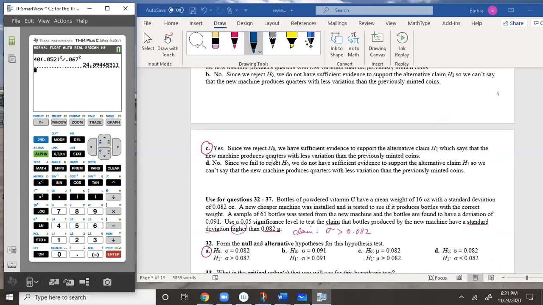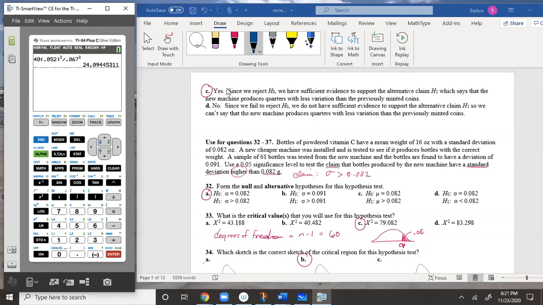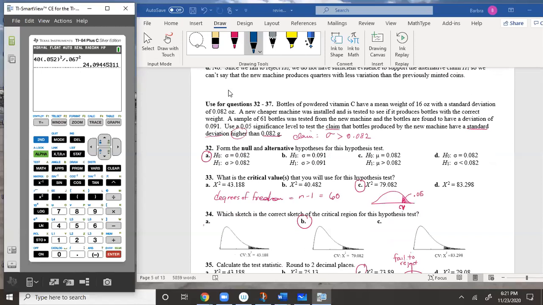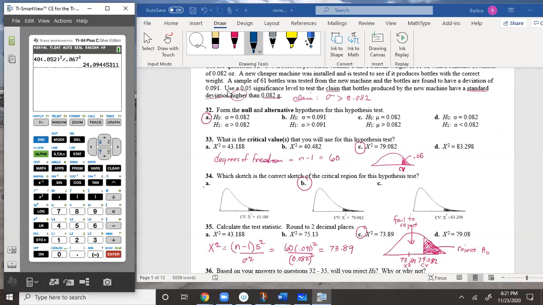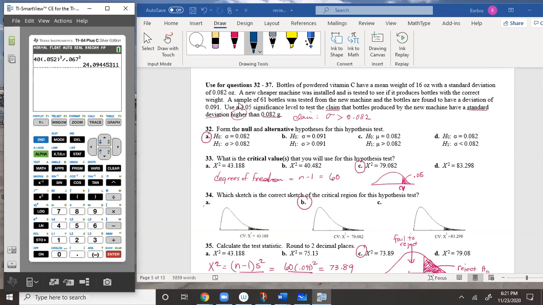All right, so we've covered all three: proportion, mean, and standard deviation. We'll do another problem here with chi-squared, and then we're going to do a 2 sample means.